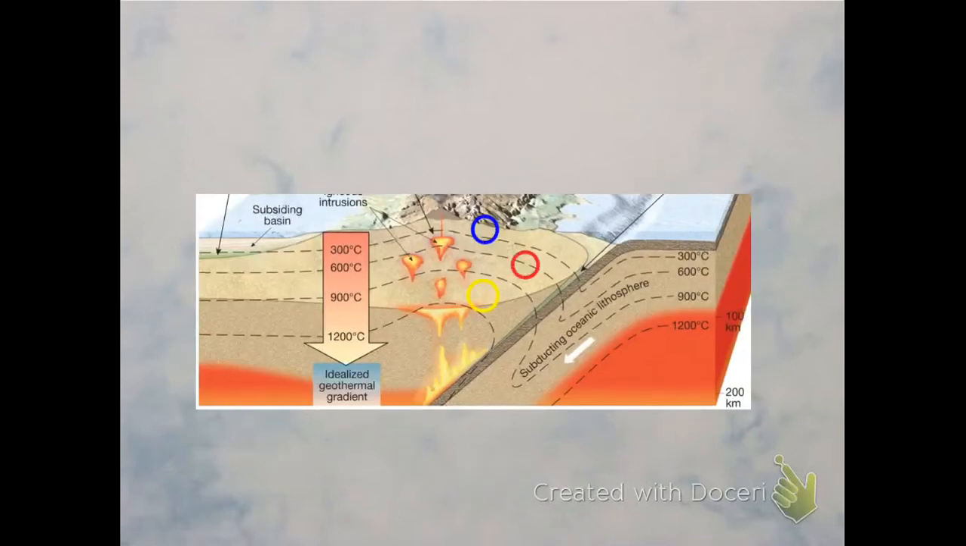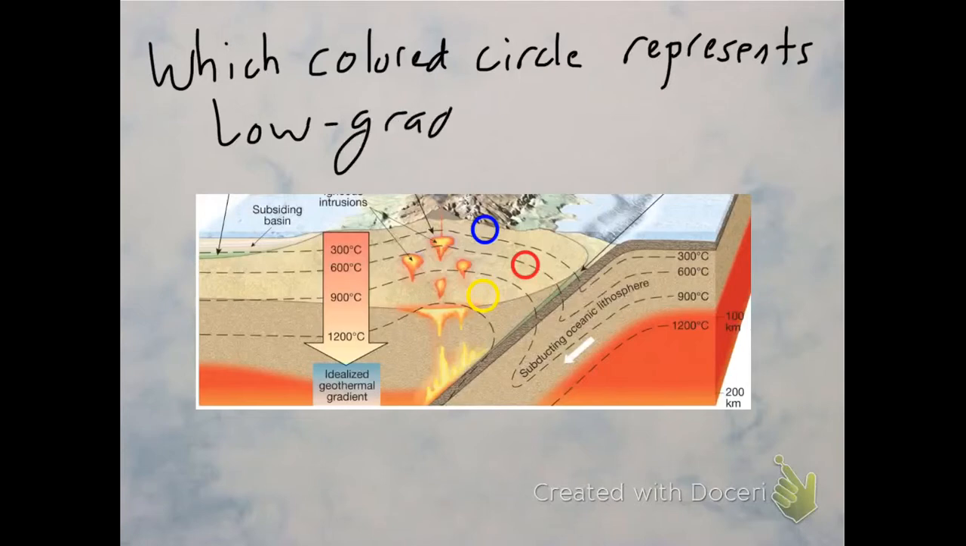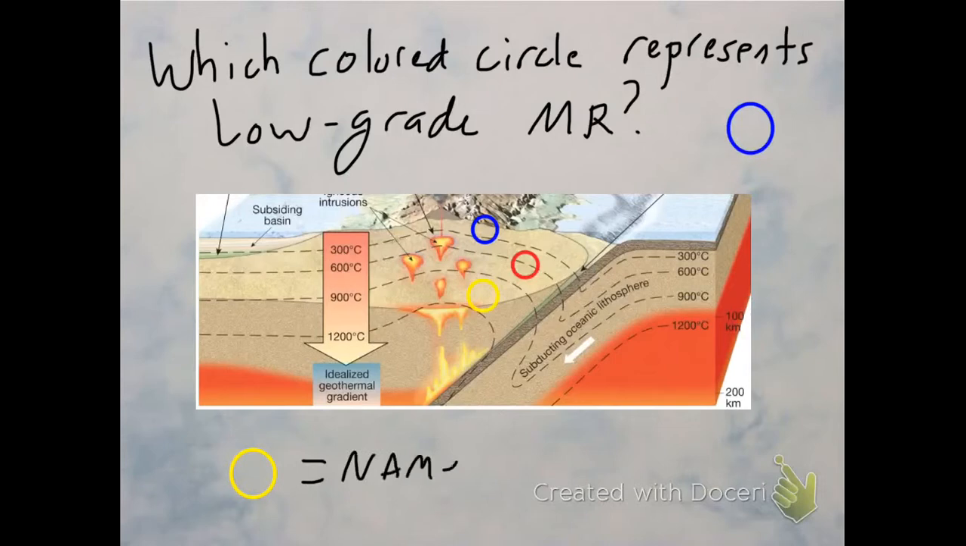So now we have the same picture, but we have some strangely colored circles on this picture. We have a blue, a red, and a yellow. So here comes a question for you. Which colored circle that I have drawn on this picture represents a low-grade metamorphic rock? Which color is low-grade? And that is the blue circle, because it's closest to the surface. Now, if you look at the yellow circle, what name would you give the metamorphic rock that is encompassed by the yellow circle? Now, it's way deep down in the earth.